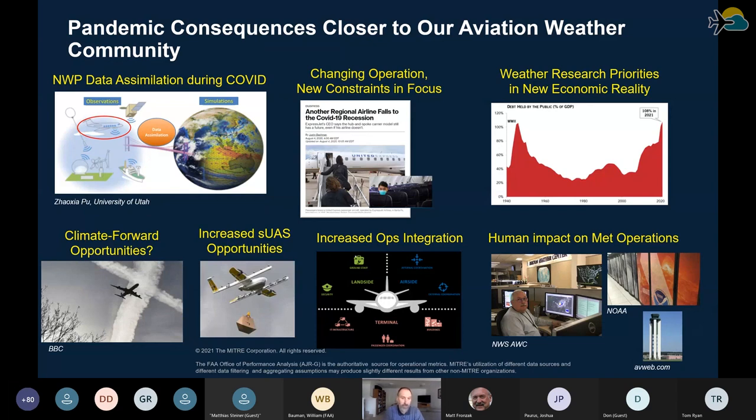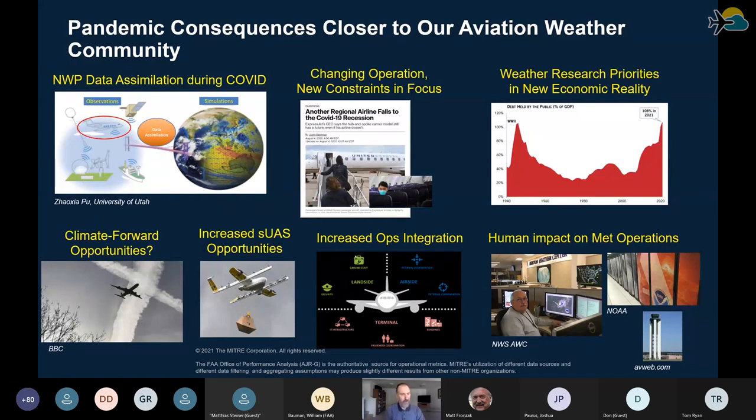As we know in our community, we seem to have to really fight and carve out and make our case for the true needs to be leaning forward in weather research, and not only for the new and emerging operations, but for our conventional air transport operation, which has a lot of holes and gaps and needs still.